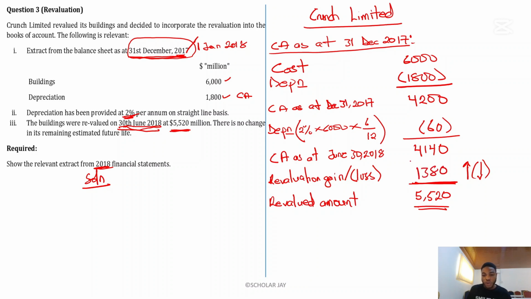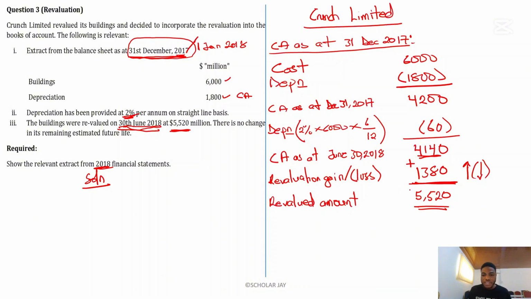1,380. So when you add this to this, you realize that you get 5,520. So this was the amount in the books as at 30th June 2018, which is 4,140. Is that not it? Then as at the same date, they are saying that the market value, the revalued amount, was 5,520. Obviously, there is an increase.